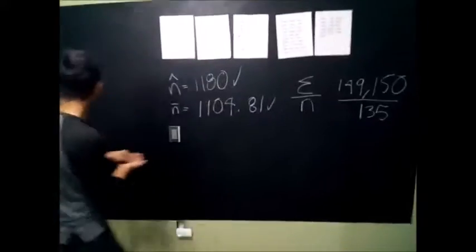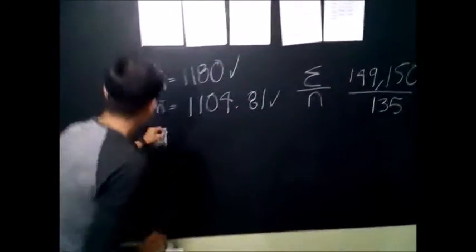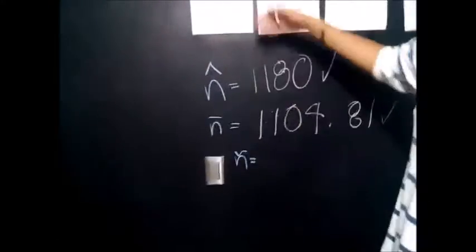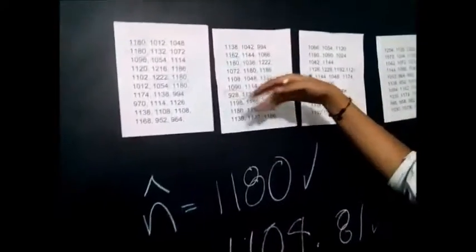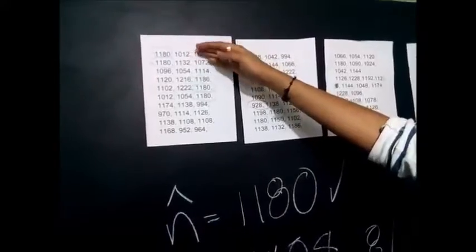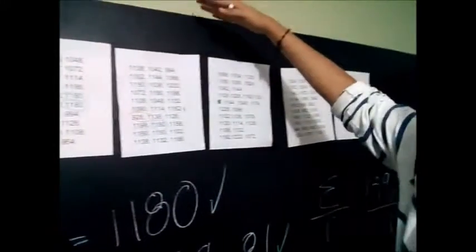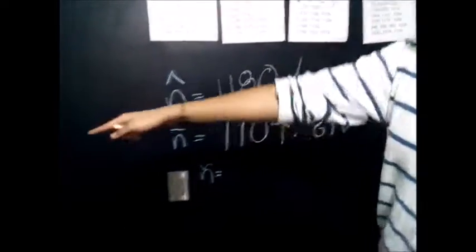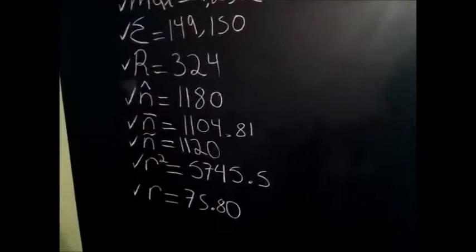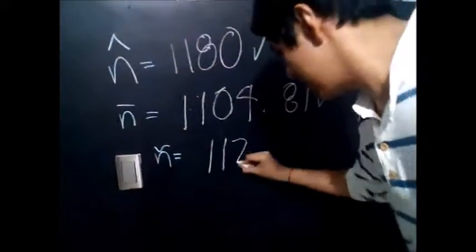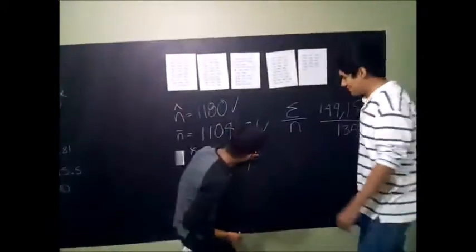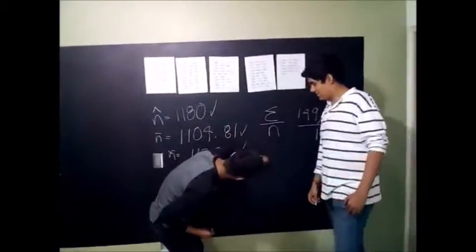Now, please, for the last thing, can you explain to me what's this? Yeah, of course. As I explained before, we have to organize the data, and we choose the number that is in the middle. That is 1,120. Perfect, my dear student. Thank you so much.